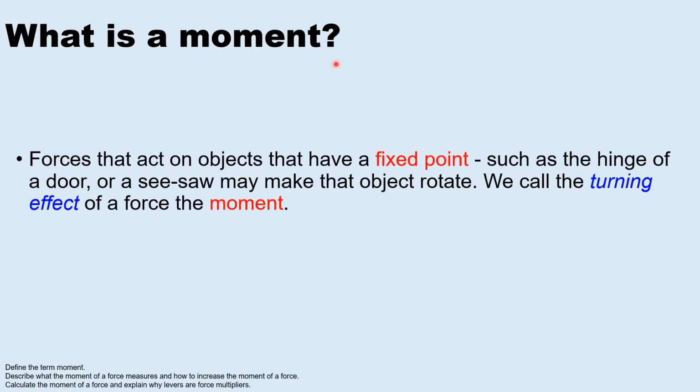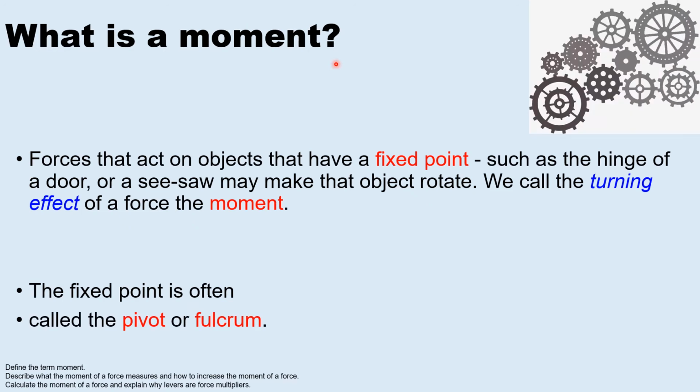Okay, so what is a moment then? Let's look at this. So forces that act on objects that have a fixed point, such as the hinge of a door or a seesaw, may make the object rotate, and we call the turning effect of a force the moment. So moment is a key word that you need to know for this lesson. The fixed point is often called the pivot or fulcrum. Just pay attention to pivot, really.